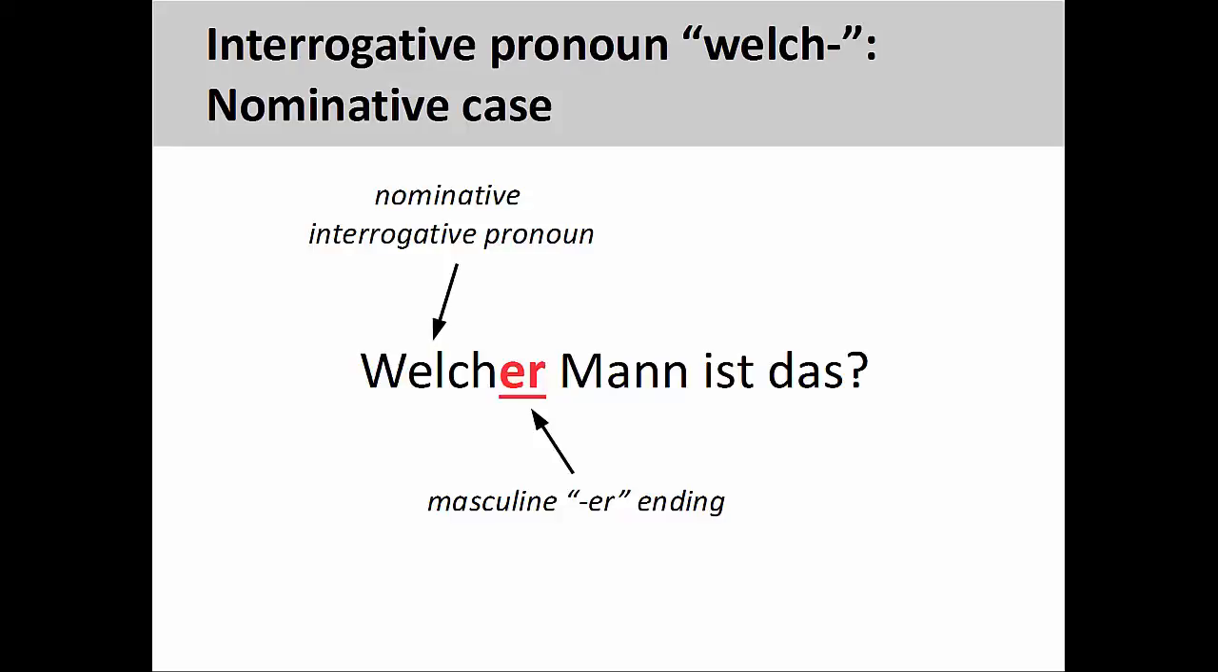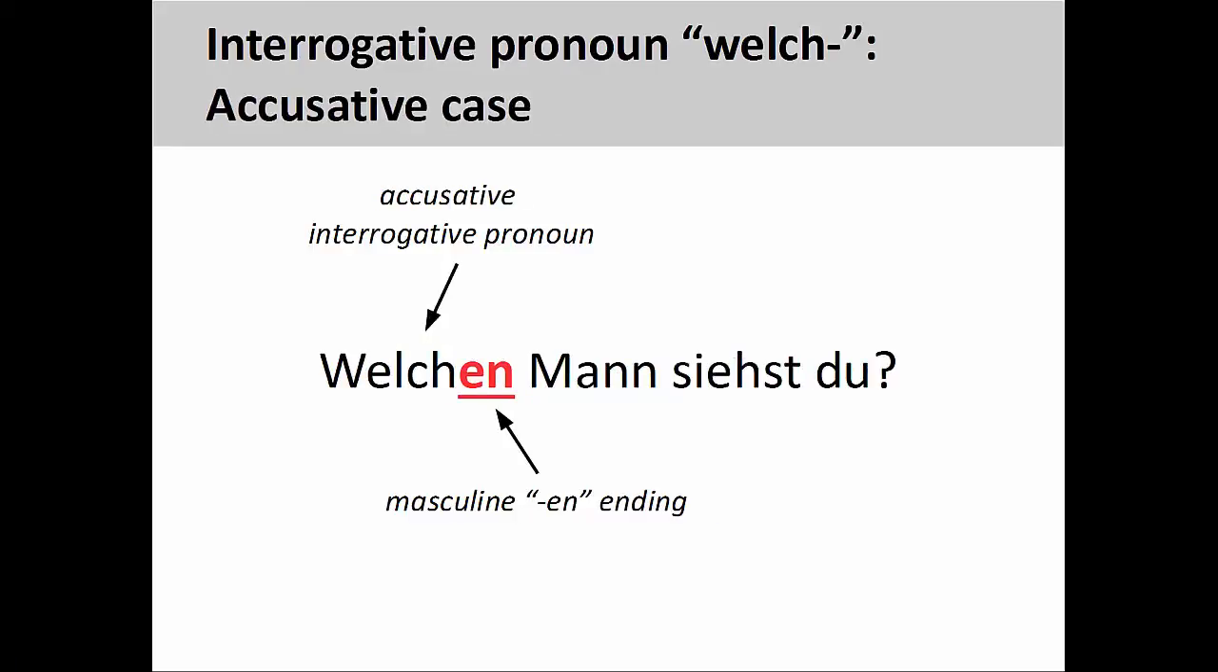Here the masculine er ending indicates that the noun it modifies is in the nominative case and the subject of the sentence. Welcher Mann ist das? Which man is that? And here, the masculine en ending indicates that welchen Mann is the direct object of the verb, and therefore in the accusative case.